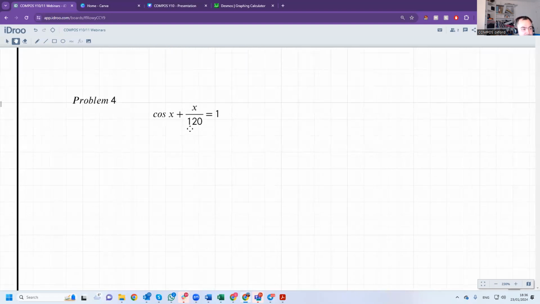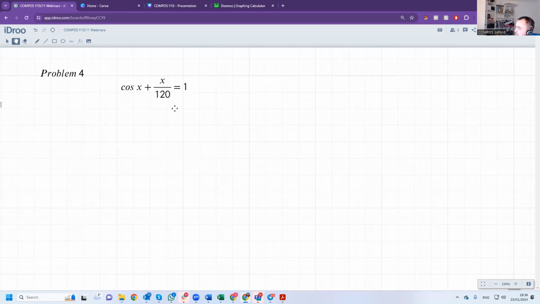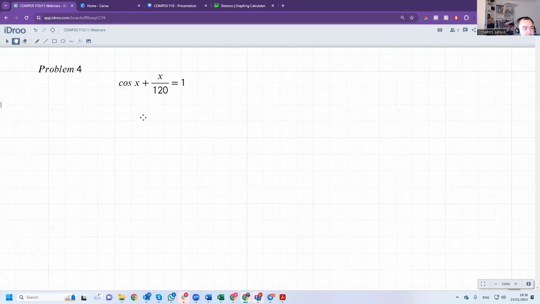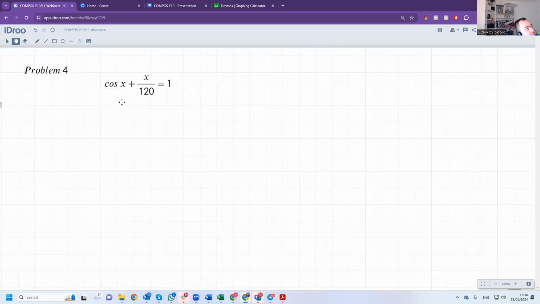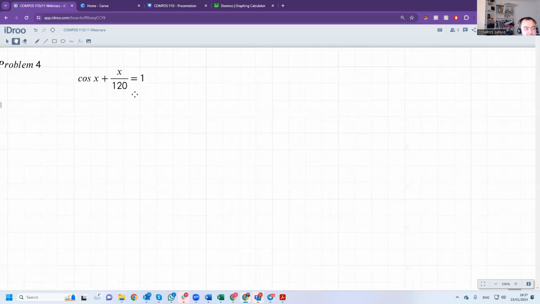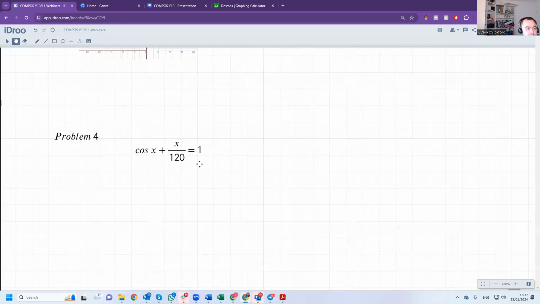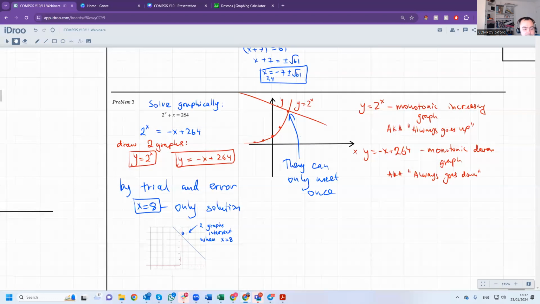The second graph, cos x plus x over 120 equals 1. There are no traditional methods that will allow you to solve this. There's no algebraic method that will give you the solution. But the graphical method, like, okay, in the assignment we have this, for example.